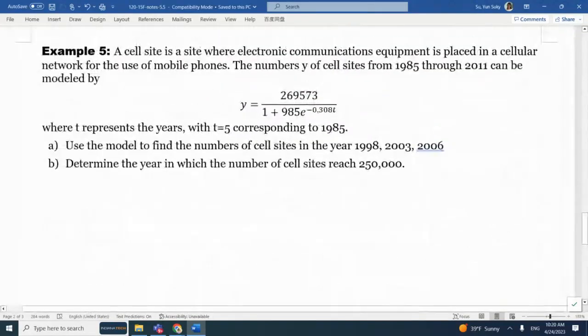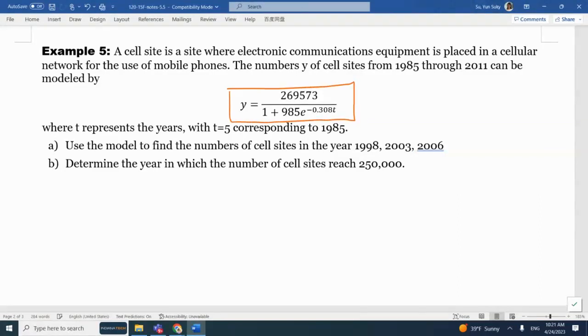Okay, example 5. A cell site is a site where electronic communications equipment is placed in a cellular network for the use of mobile phones. The number Y of cell sites from 1985 through 2011 can be modeled as the following. So here, the formula is given.